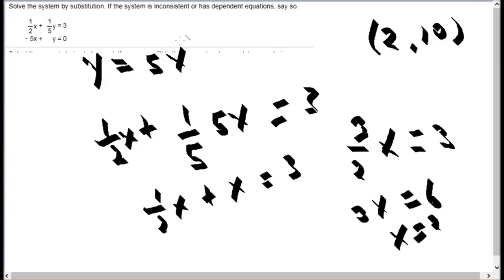Using the substitution there, and we'll check it real fast. Let's see, negative 5 times 2 is negative 10, plus positive 10 would be 0. Half of 2 is 1. Half of 10 is 5, and 10 divided by 5 is 2. 1 plus 2 is 3. So that's your answer.